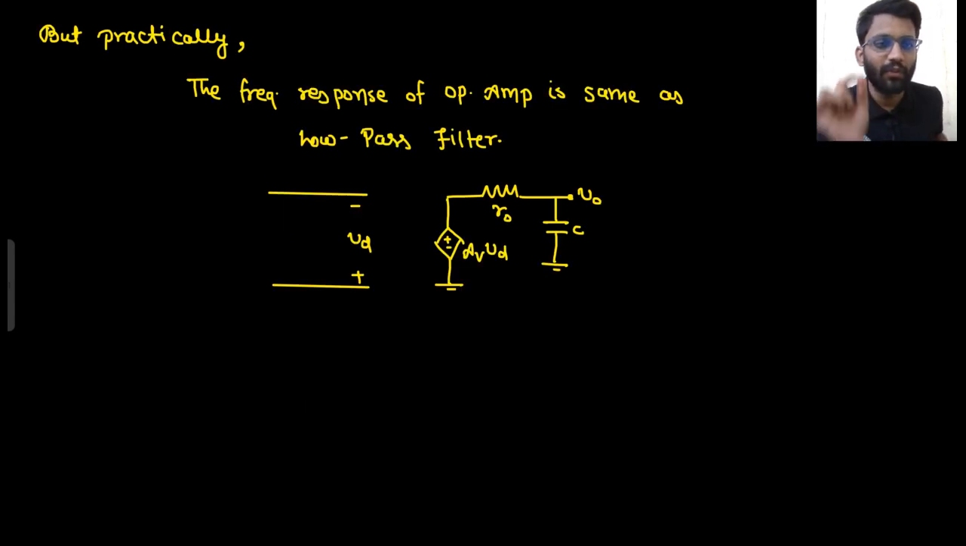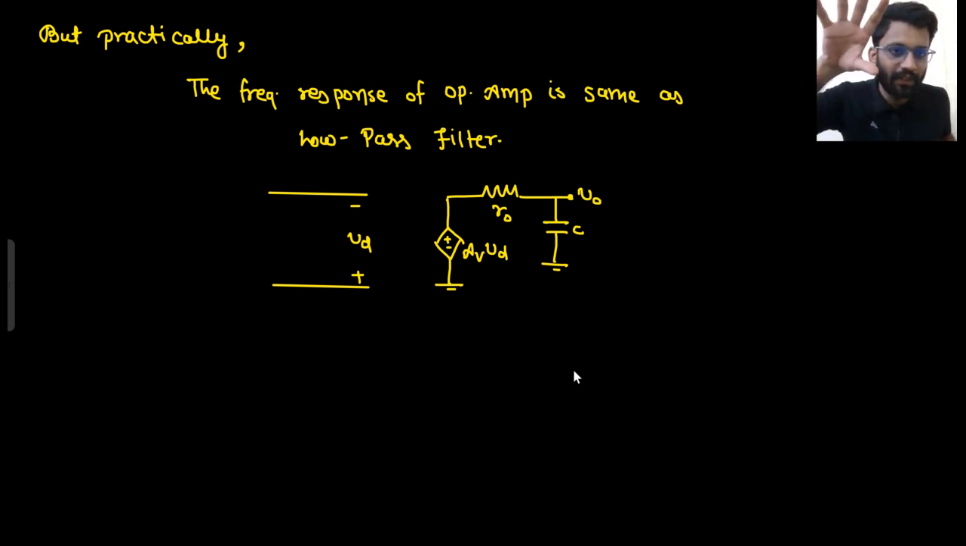Practically the response of an OpAmp is the same as the response of a low pass filter. So the OpAmp gives the response of a low pass filter. Why is it so? In an OpAmp there are some compensation capacitors. I told you the internal structure of the OpAmp, no? First the active load amplifier, then a common source, then a common drain.